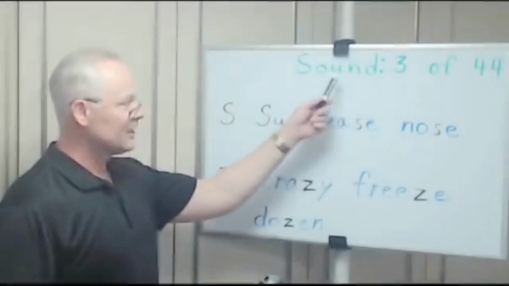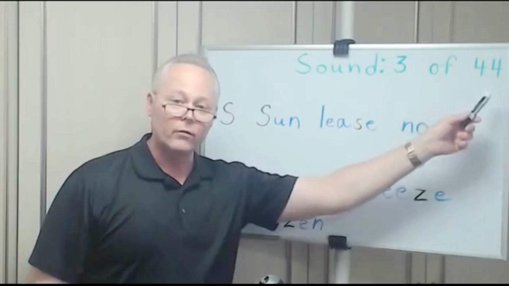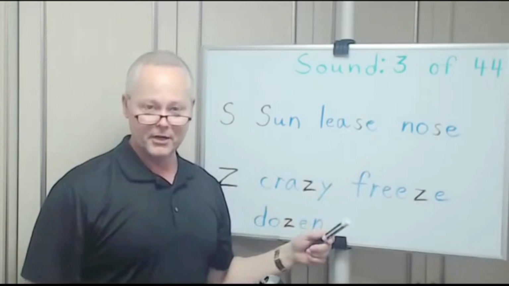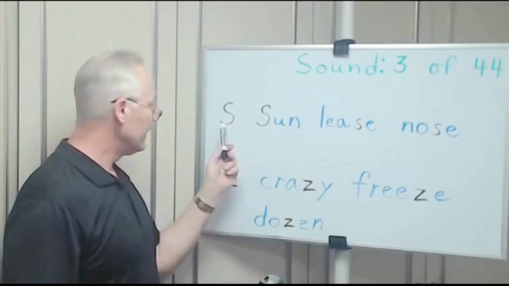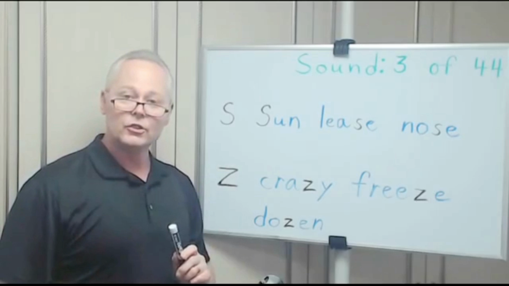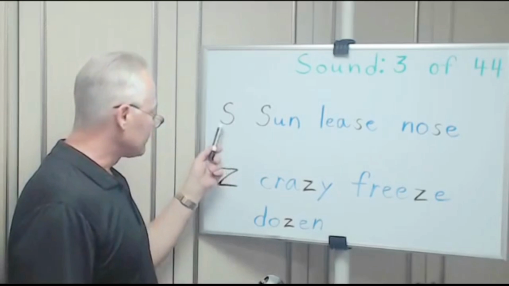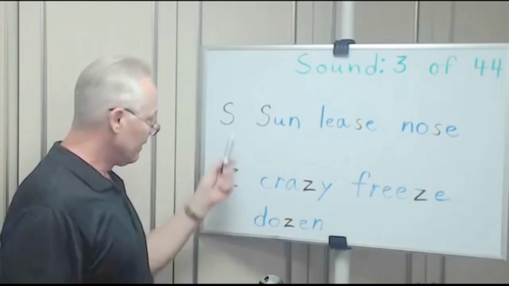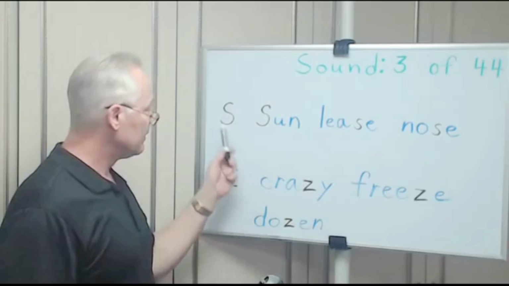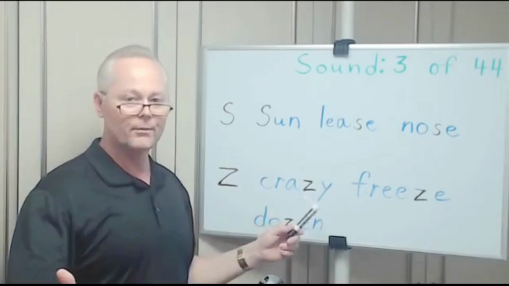Hello. Sound number 3 of the 44 sounds of American English. The sound we're looking at is S. And that sound comes from the letter S and the letter Z. They are consonants. Now these are example words. Of course, there are many, many more.